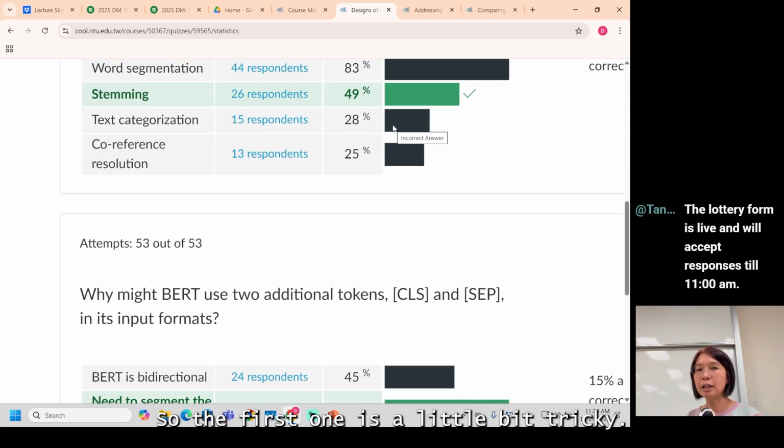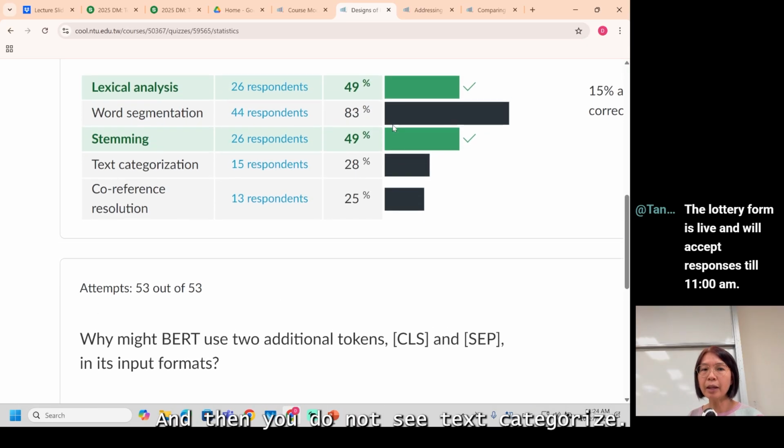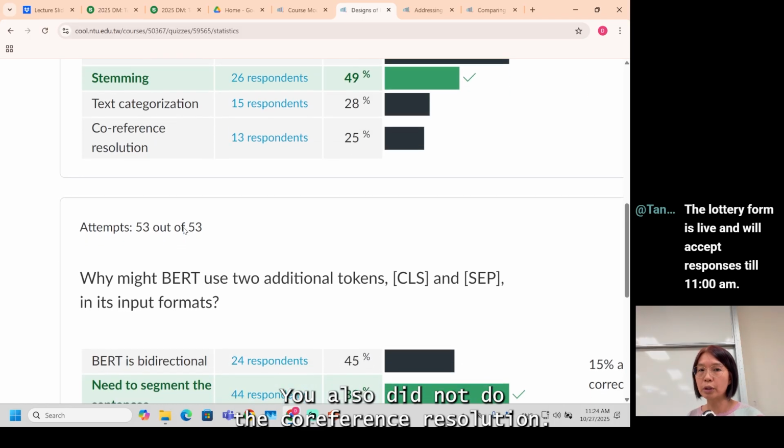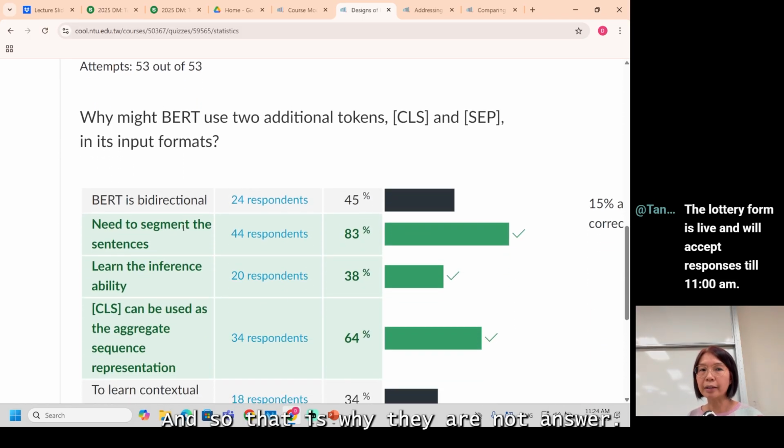So the first one is a little bit tricky. And then you did not see text categorization. You also did not do the coreference resolution. And so that is why they are not answers.